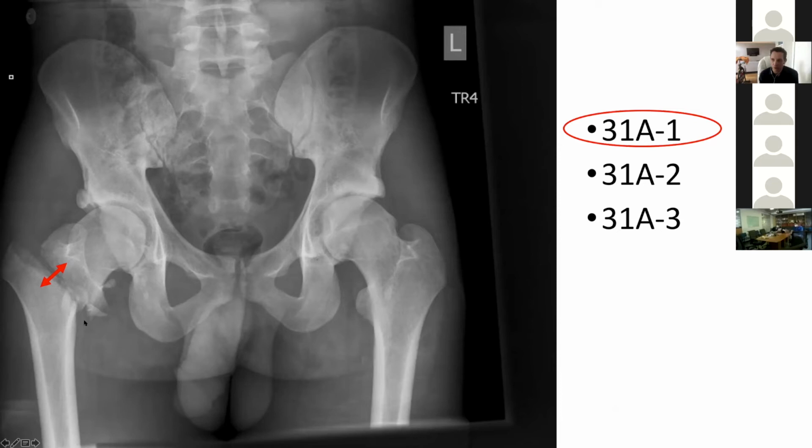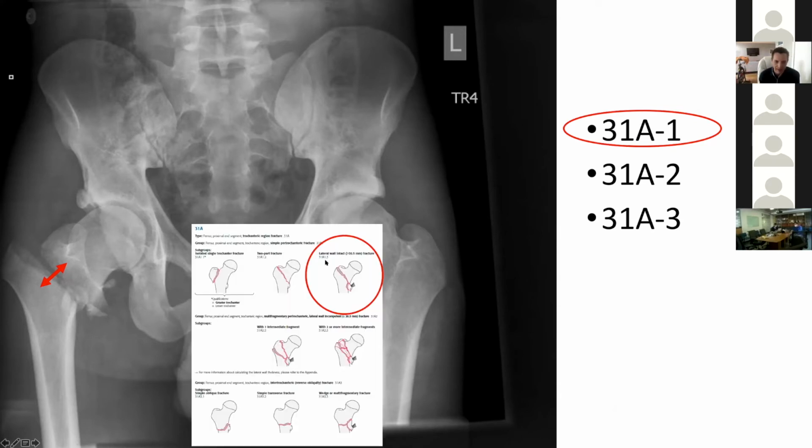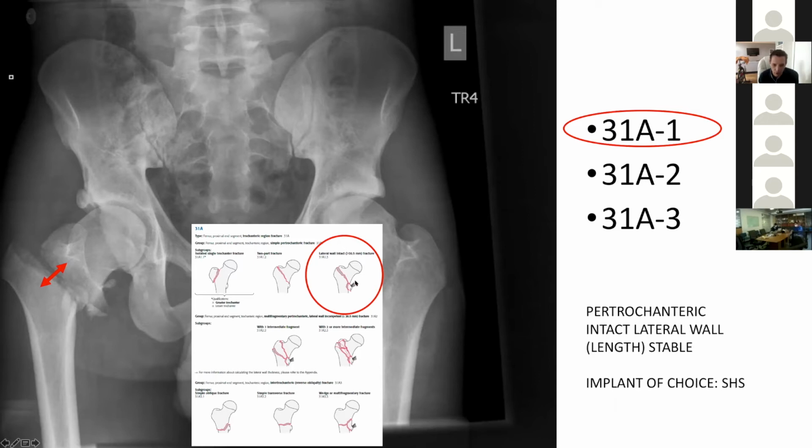previously we thought, maybe someone would call unstable because of the comminution here. Again, because it's simple fracture lines, you could measure it. It's more than 2 centimeters probably. But the principle is that it's length stable. You have nice surfaces that you can reduce to, control length. What you're seeing here is the 0.3 fracture, where you have a little bit of comminution on the lesser troch area, but you have a huge surface which you can reduce the fracture to.